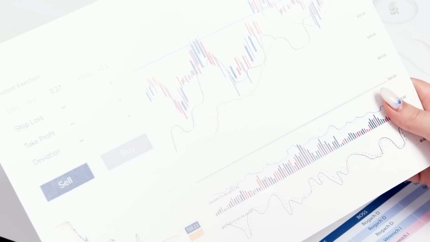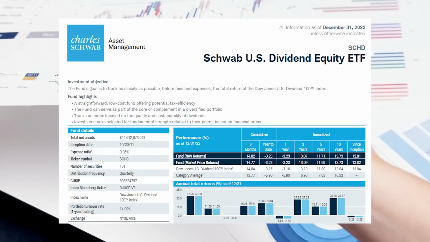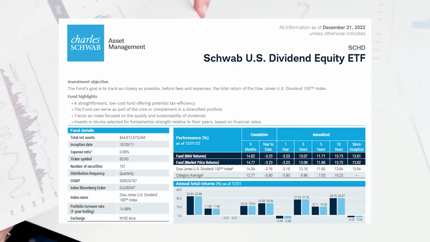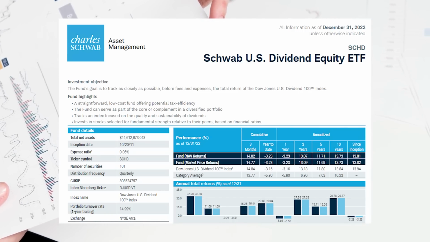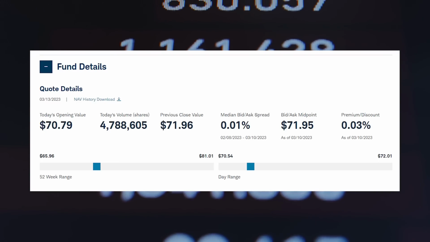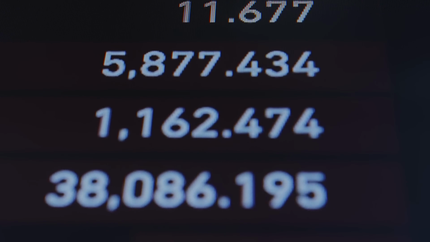Let's first talk a little bit about SCHD ETF. So SCHD ETF is also known as the Schwab US Dividend ETF. It's an ETF that invests in US companies with a history of paying dividends. The fund's objective is to track the performance of the Dow Jones US Dividend 100 Index, which is made up of 100 high dividend paying US stocks. SCHD has a low expense ratio of 0.06%, making it very attractive for long-term investors.